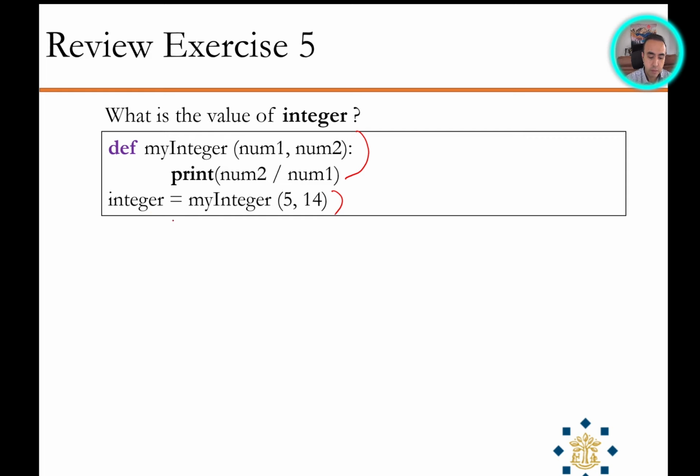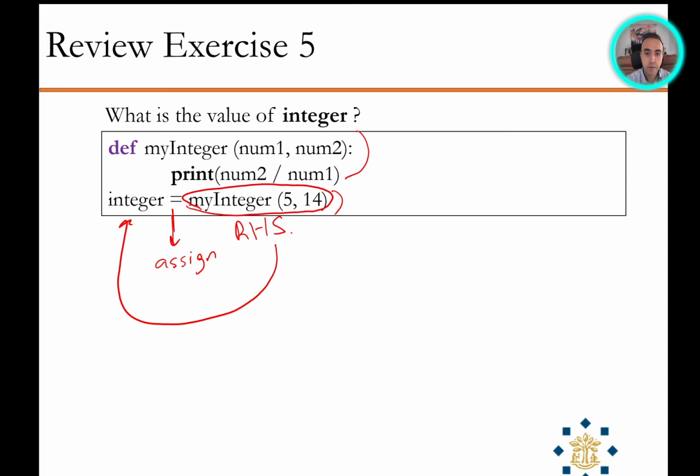We define an integer variable, a variable called integer. And we have an assignment operation. We assign the right-hand side value to the left-hand side, right? But what is my integer 5 and 14? We don't know, right? So the value of it will be assigned to integer.